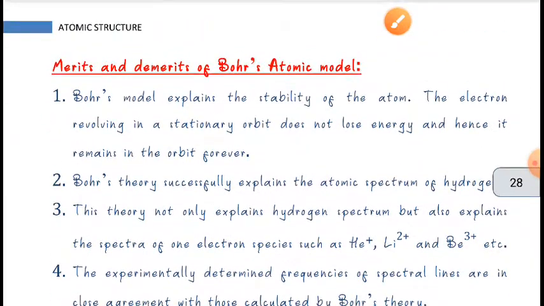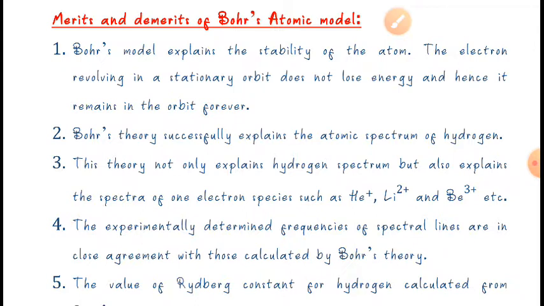So now in the next, we can conclude the merits and demerits of Bohr orbit. When we are talking about the merits and demerits of Bohr orbit, we can say that number one, Bohr model explains the stability of the atom. Next, the electron revolving in a stationary orbit does not lose energy, and hence remains in an orbit forever. This thing is explained by Bohr.